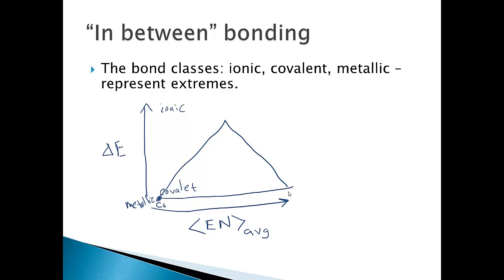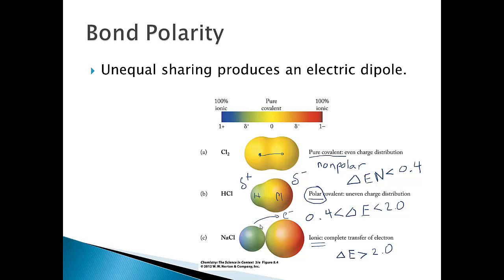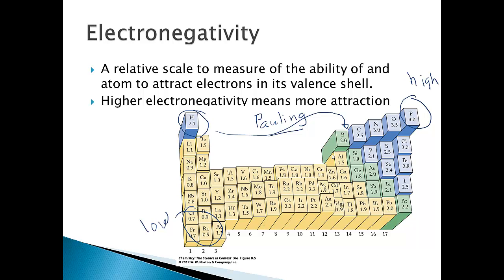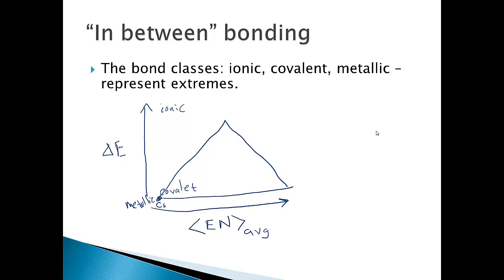Now over here we've got a delta EN that's equal to 0, but the average electronegativity would be high. So how would you get a high average electronegativity? Well, you need to bond two things together that have high electronegativities. So two nonmetals. Well, they're going to be covalent compounds. So for example, over here where your delta electronegativity is 0, you've got something with high electronegativity. Well, that might be fluorine, so F2. So over here this would be the covalent side of our triangle.